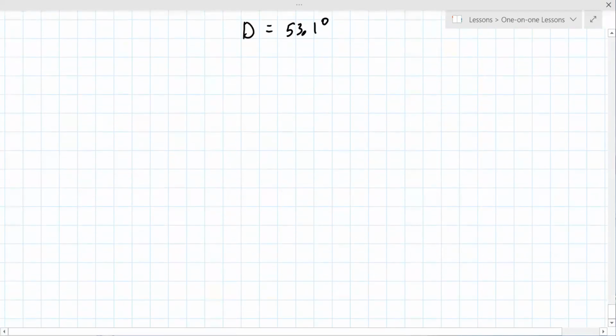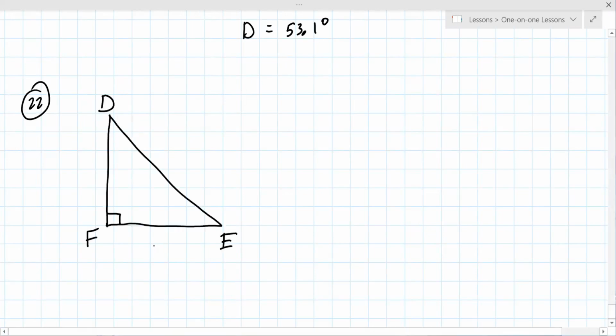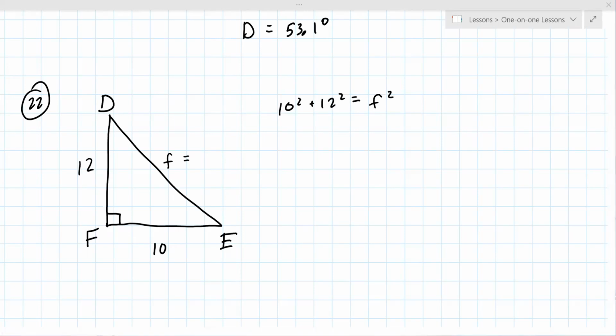Got it. Okay, so we're going to do 22 next. And I'm going to just copy in this picture again. So this time they tell you that little d is 10, little e is 12, and we need to find little f here. Okay, so little f, 10 squared plus 12 squared equals f squared. So grab your calculator and solve for f, please. You should get 15.6.